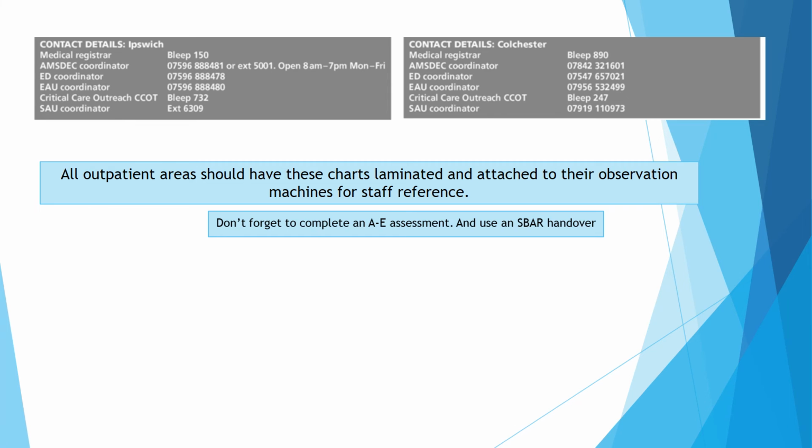All outpatient areas should have these charts laminated and attached to their observation machines so that staff can use them as reference. When your patient deteriorates whilst with you, don't forget to complete an A to E assessment of your patient. Treat life-threatening things first, such as if they are hypoxic, please make sure you put oxygen on them, and use an SBAR handover when escalating to your doctors or any other teams.